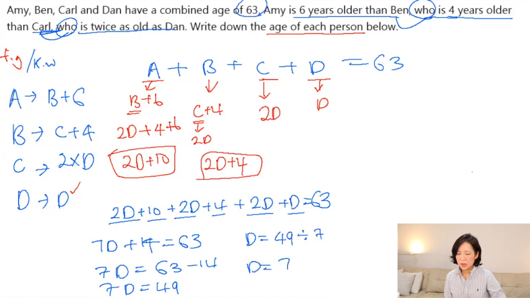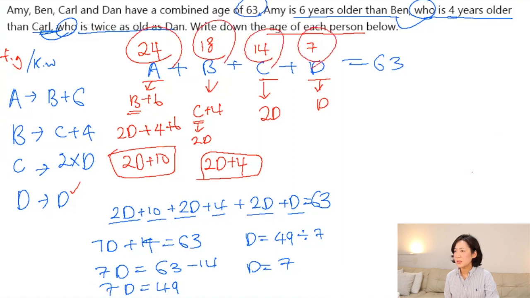Now let's think about what D is. D is Dan's age, right? So he's 7 years old, and then Carl is 14 years old, and then Ben is 18 years old, and then Amy is 24 years old. So these are their ages.